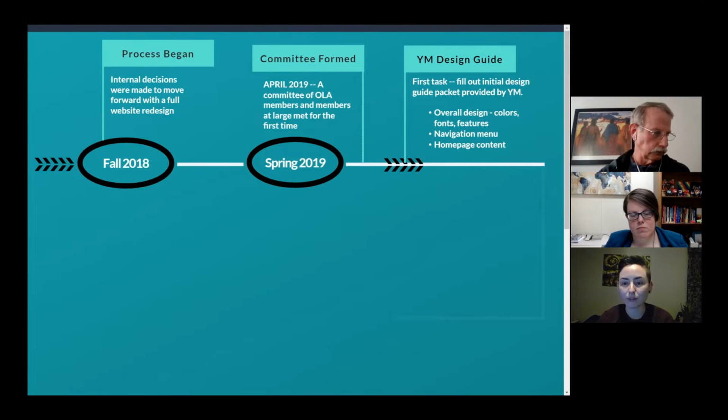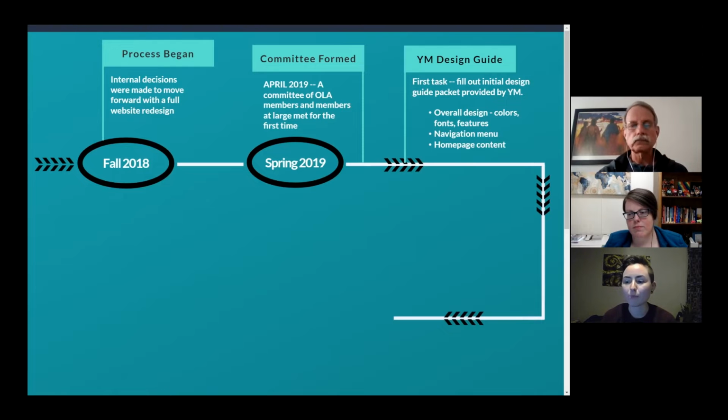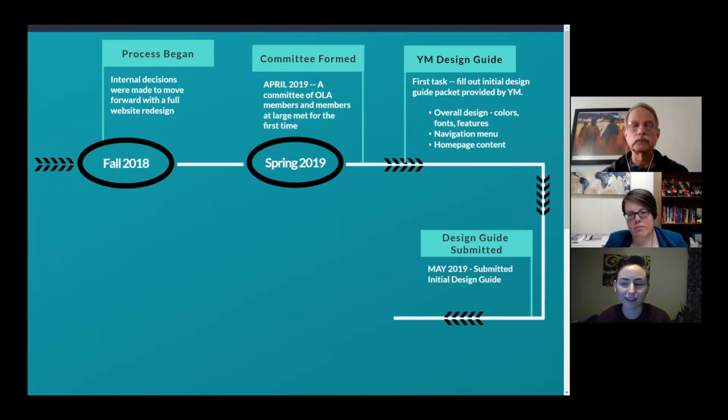So throughout the spring, the committee met a few times to discuss how to approach these aspects of the website. And we worked together to gather all of the specific information that we needed for the design features, including color codes, images, logos, all of that fun stuff. By May of that year, we completed and submitted the design guide.